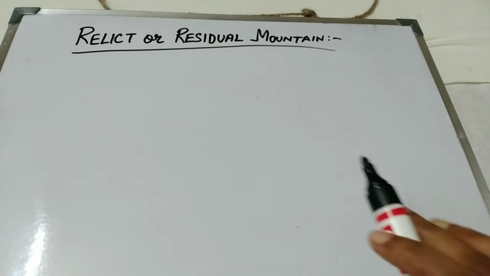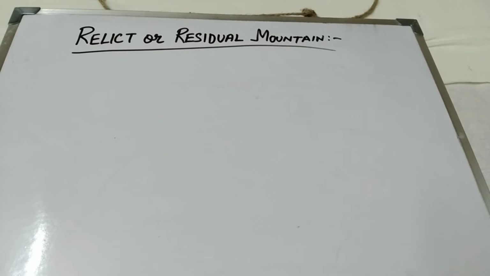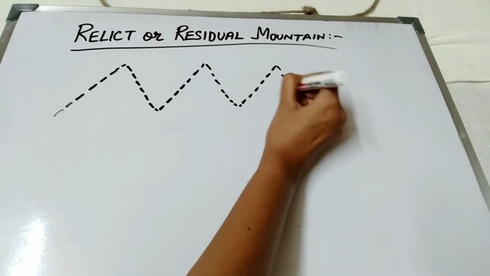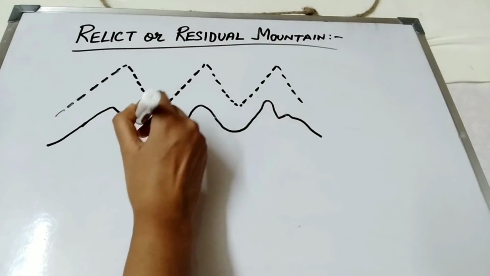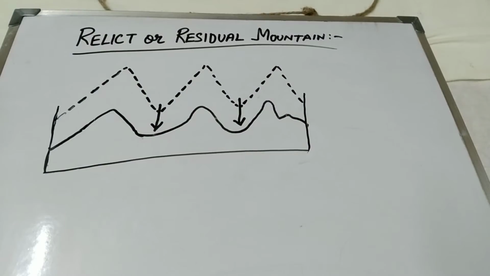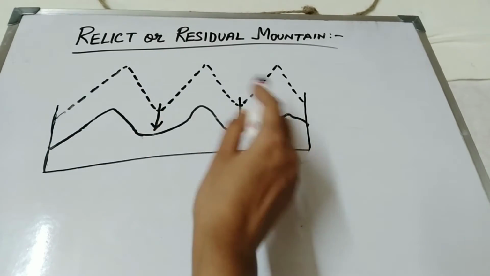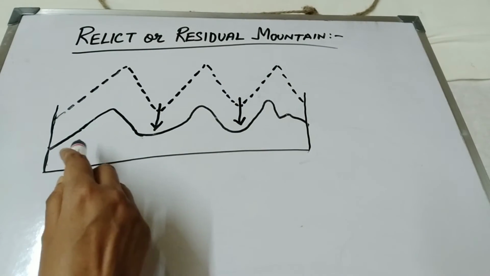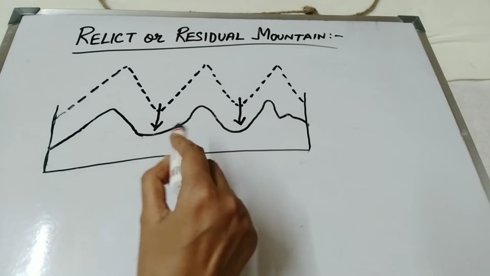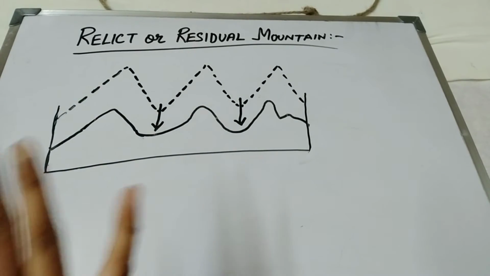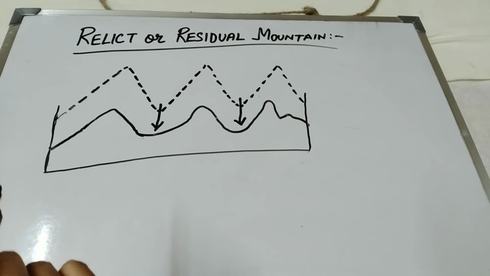Coming to the next one, relict or residual mountain. Now what is a residual mountain? The mountains which are formed by the erosion of highlands are known as residual mountains. So you can see in this diagram that this highland is eroded and makes another residual rock formation known as relict or residual mountain. What is the formation of this mountain?